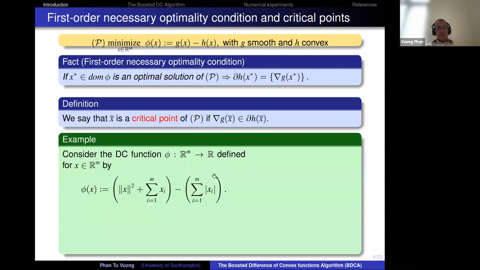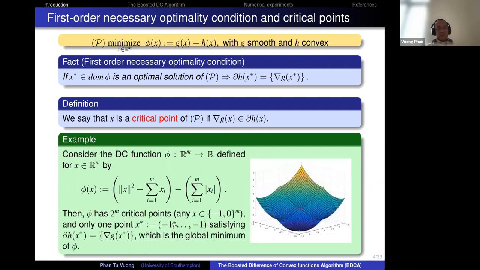Here we have a simple example where we have the function phi from R^m to R defined by this formula. The function g is smooth and h is non-smooth. Here is a figure in R2. So phi will have 2 to the power m critical points, but it has only one point which satisfies the first order optimality condition, which is also the global minimum of phi. So in this figure, the green point is the global minimum, and the other 3 red points are the critical points.